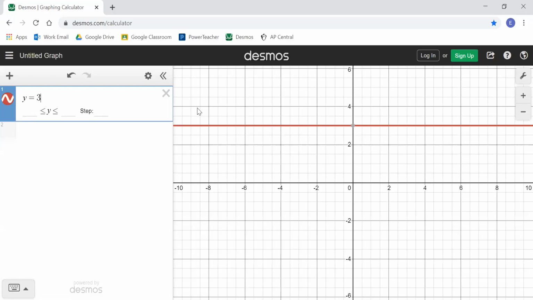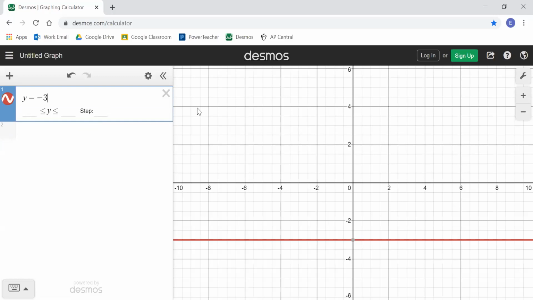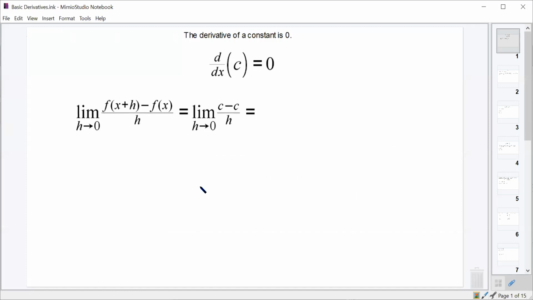So the derivative of any constant function, doesn't matter if it's y equals 3 or y equals 4, or y equals 5 or -3, the slope's always going to be 0. So the derivative of any constant function should always be 0. Does that visually and graphically make sense? Yes. Okay. So let's algebraically show why that's true.